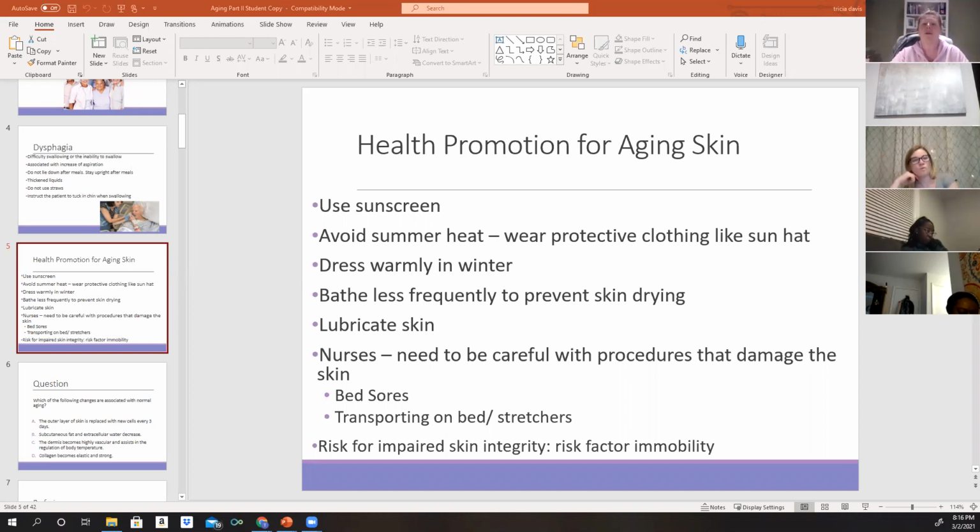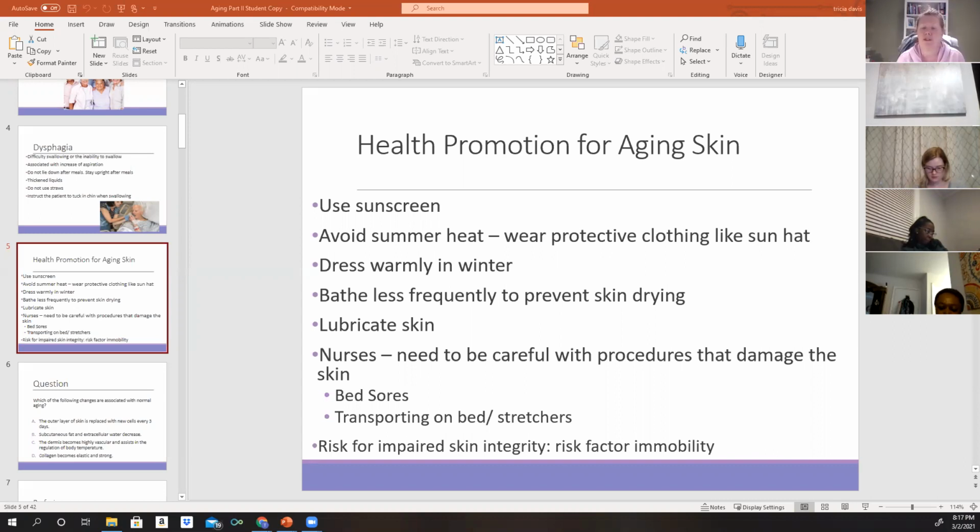Nurses, we need to be very careful with certain procedures that can damage the skin. So one of the main things we think about is bed sores. So we know that their skin is thinner. We know that when they're laying in those same positions without moving on a regular basis, those areas where there's prominent bones will break down. So we're talking about the heels, the back of the elbows, the back of the ears, their bottom, their lower back area, their shoulder blades, areas like that are really at a risk for breaking down quickly. So we want to make sure that we're moisturizing their skin.